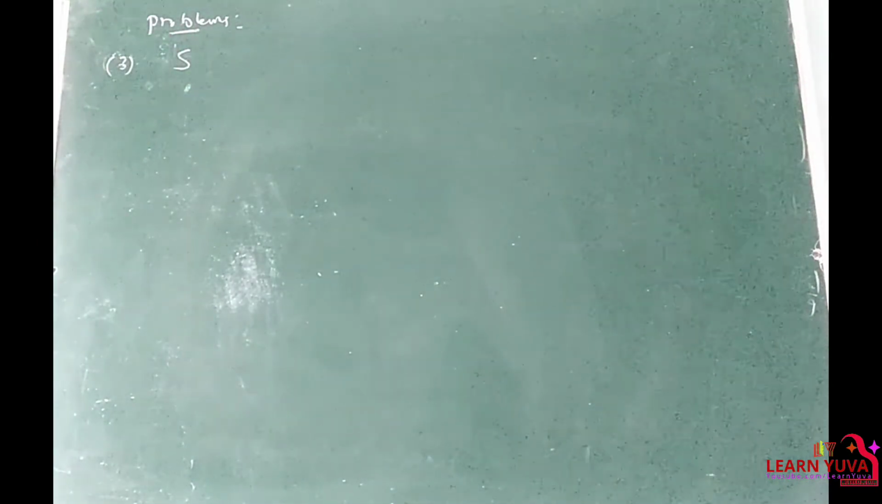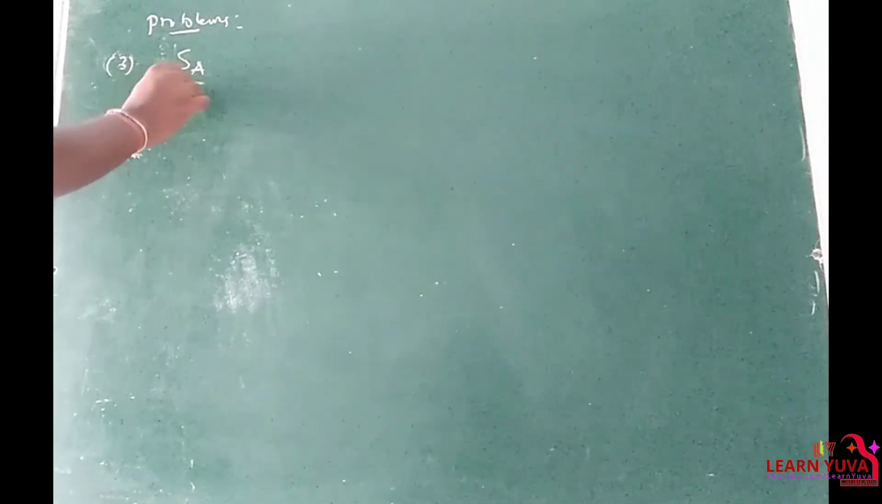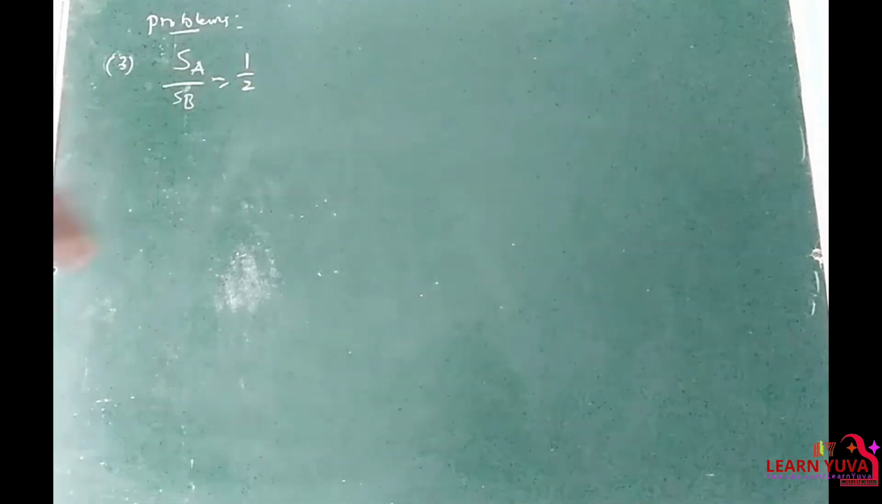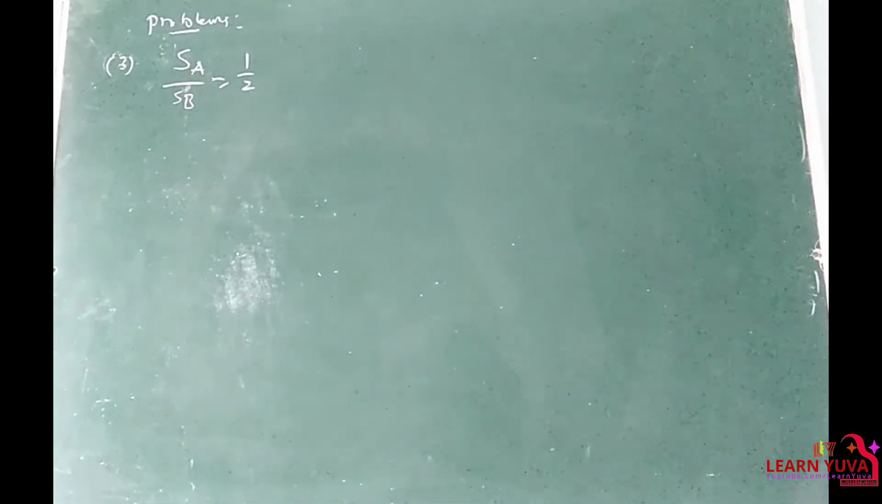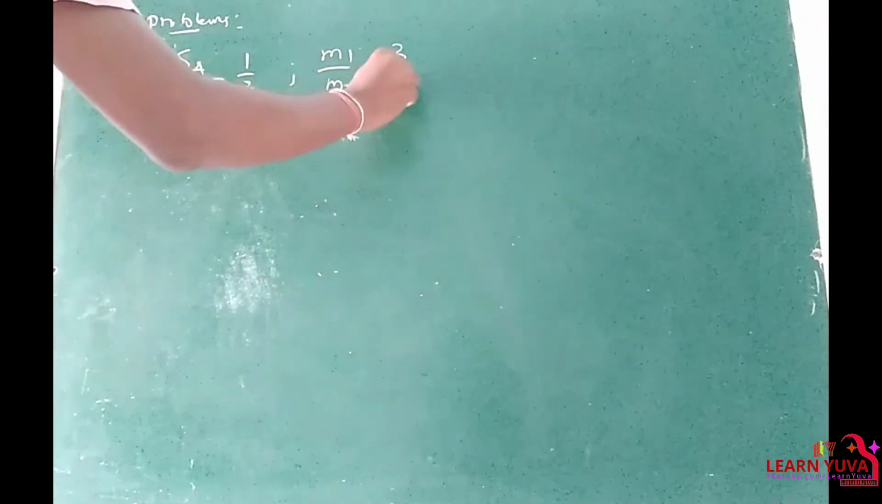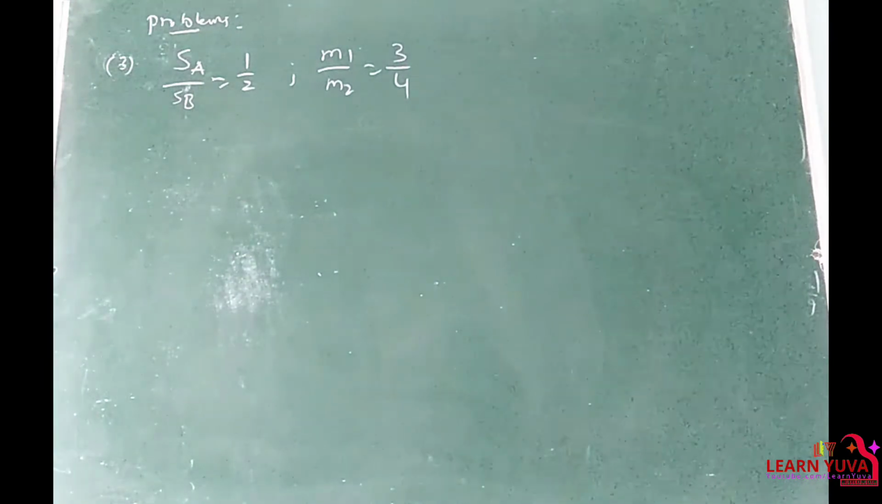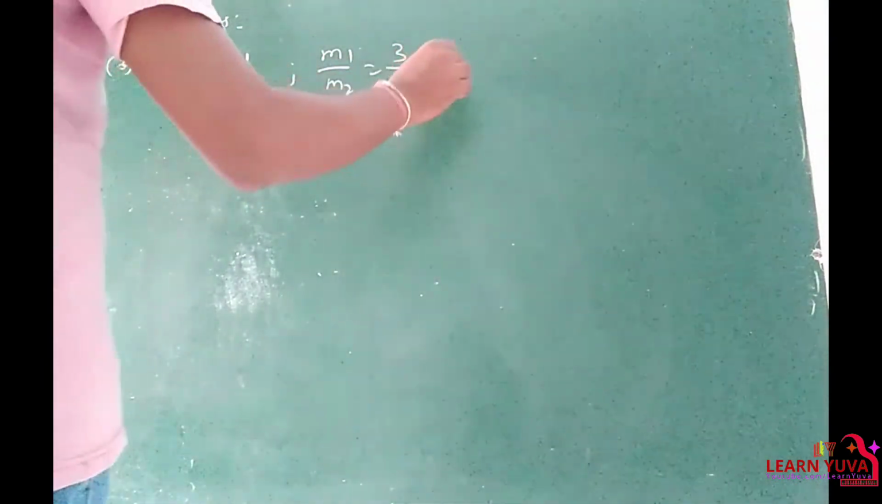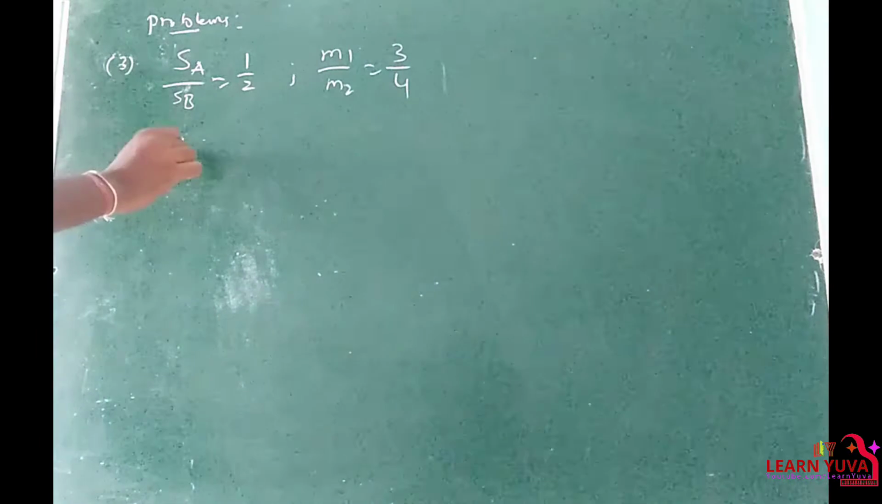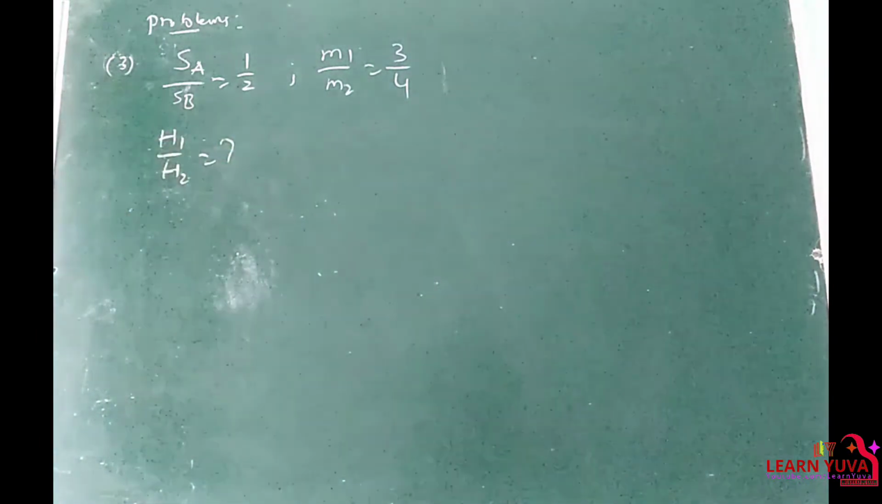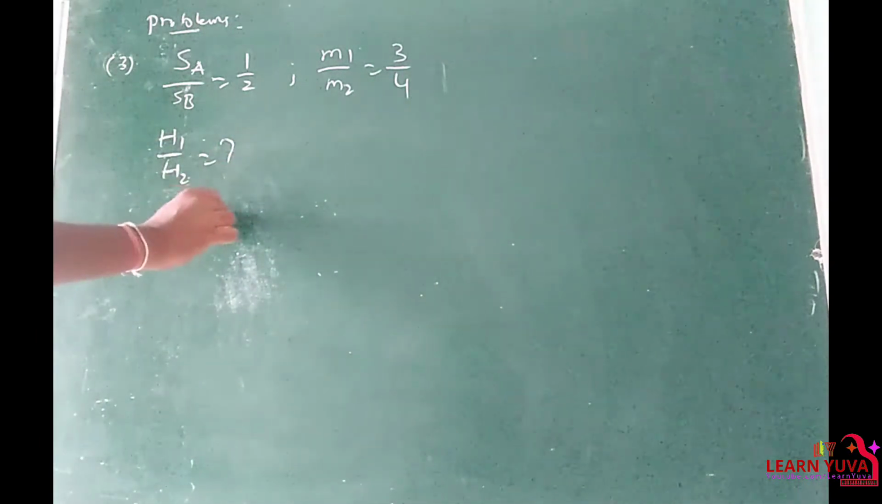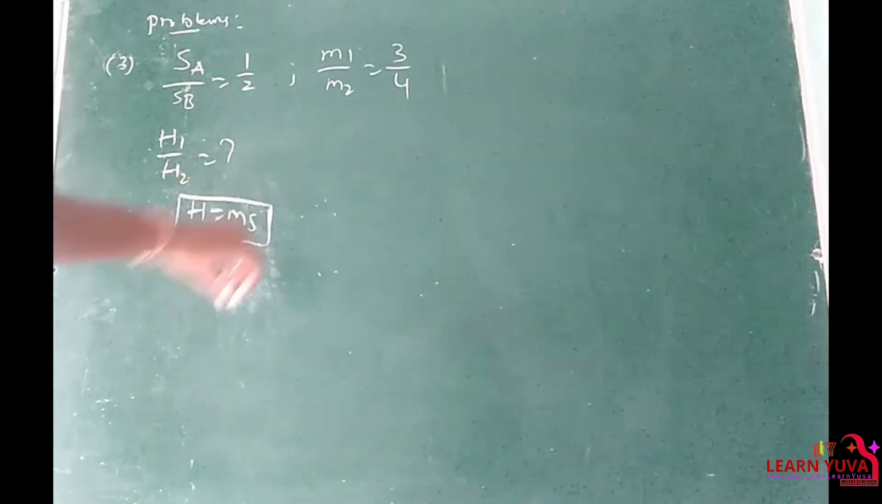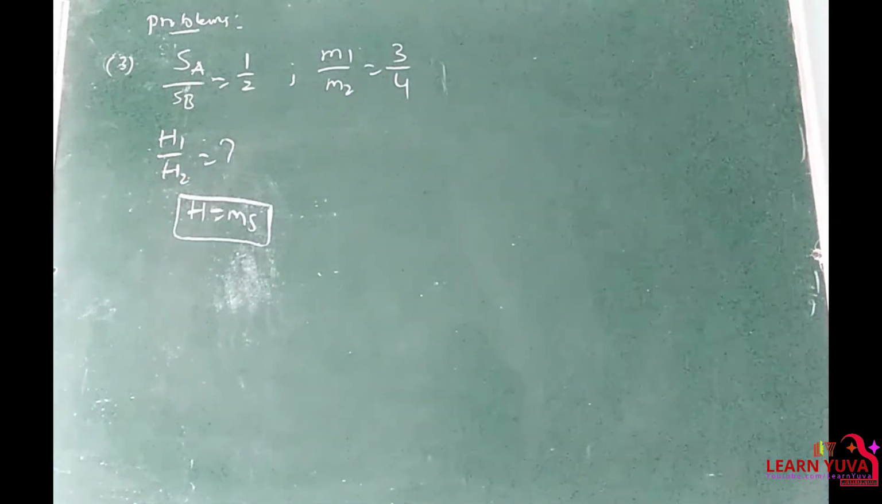The specific heat capacities of two bodies A and B are in the ratio of 1:2, and masses are in the ratio of 3:4. Then what is the ratio of the heat capacities? H1 by H2 is equal to how much? By H is equal to ms, by this formula. Clear?